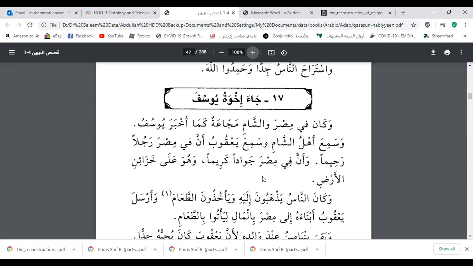It is a plural of akhun. And this is mudaf. Ja'a, ikhwatu Yusuf, mudaf, mudaf ilayhi. Yusuf's brothers, the brothers of Yusuf alayhi salam.